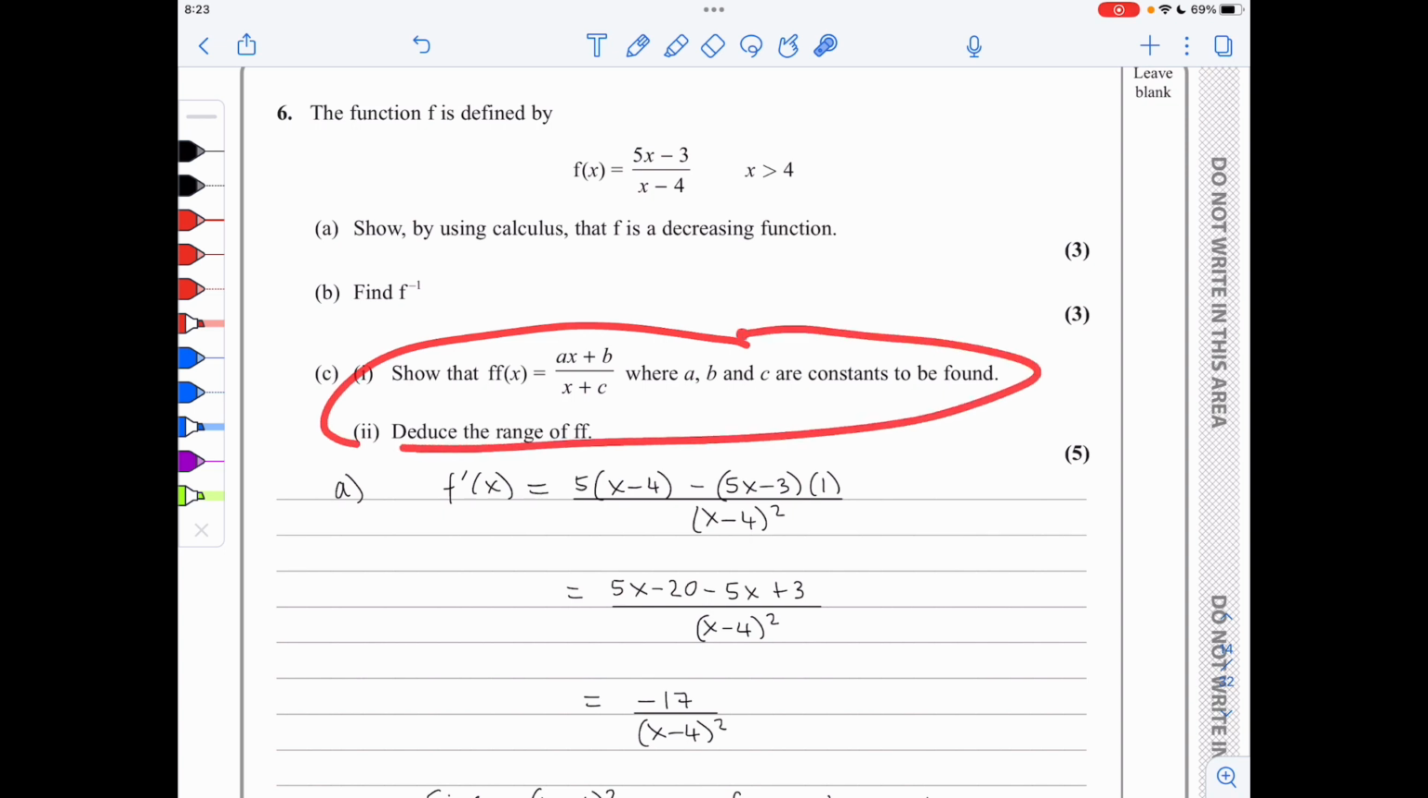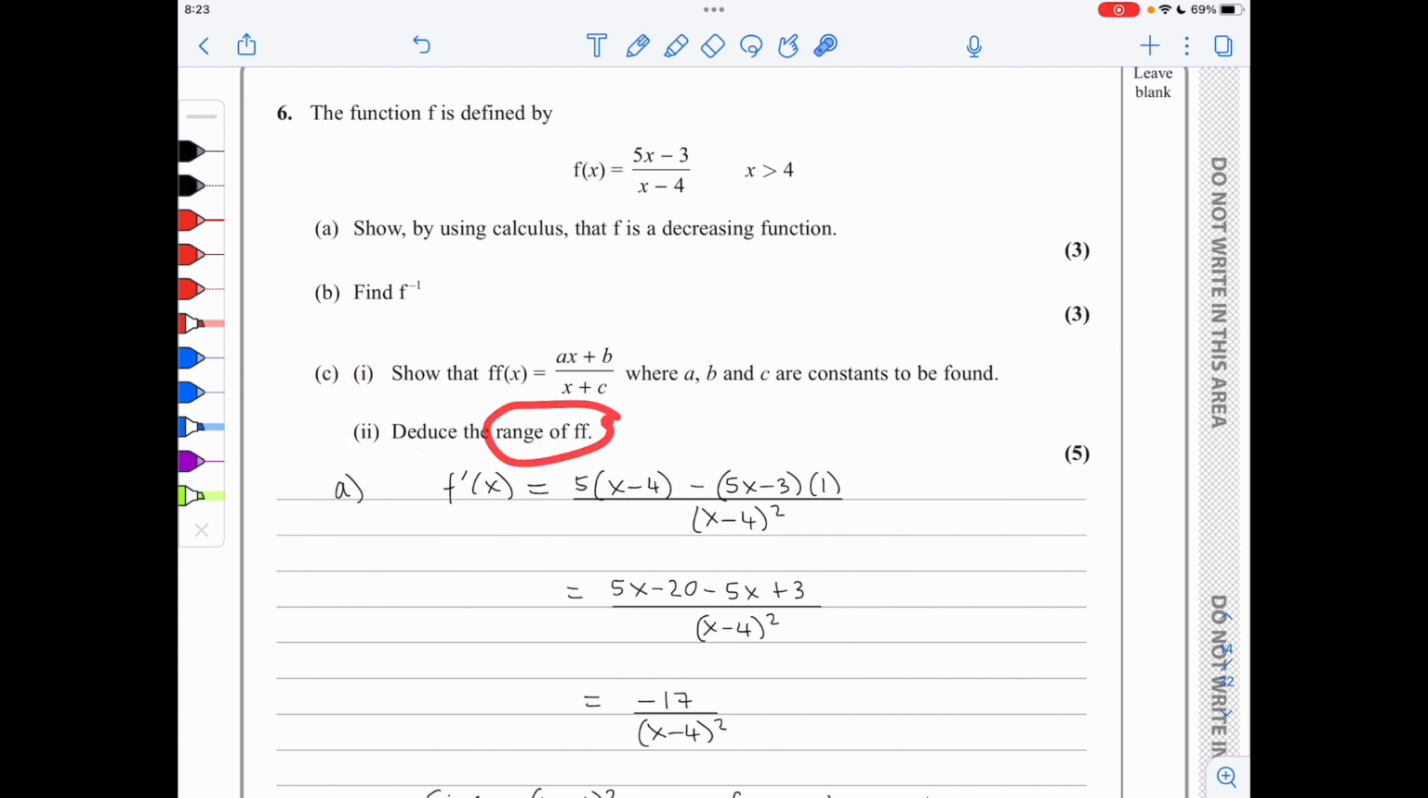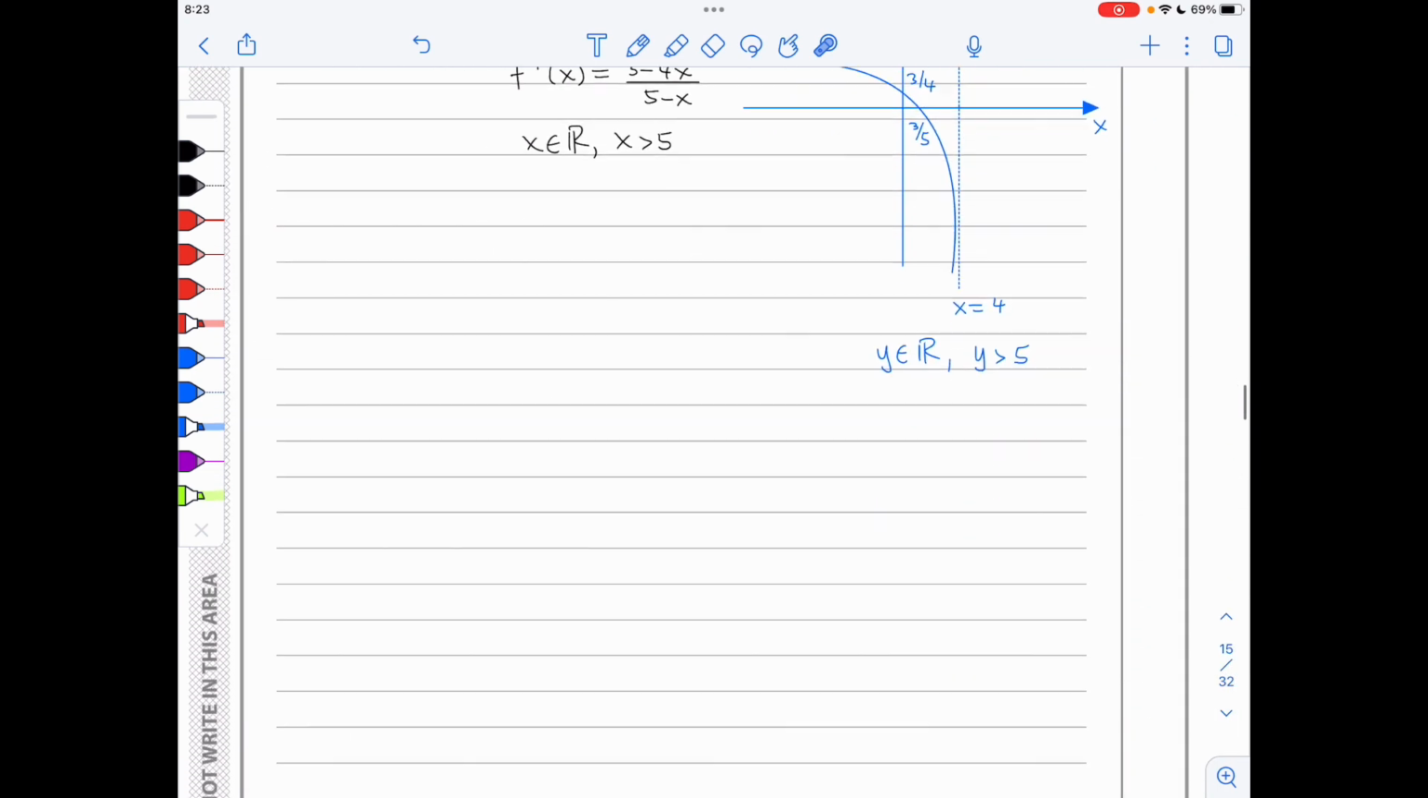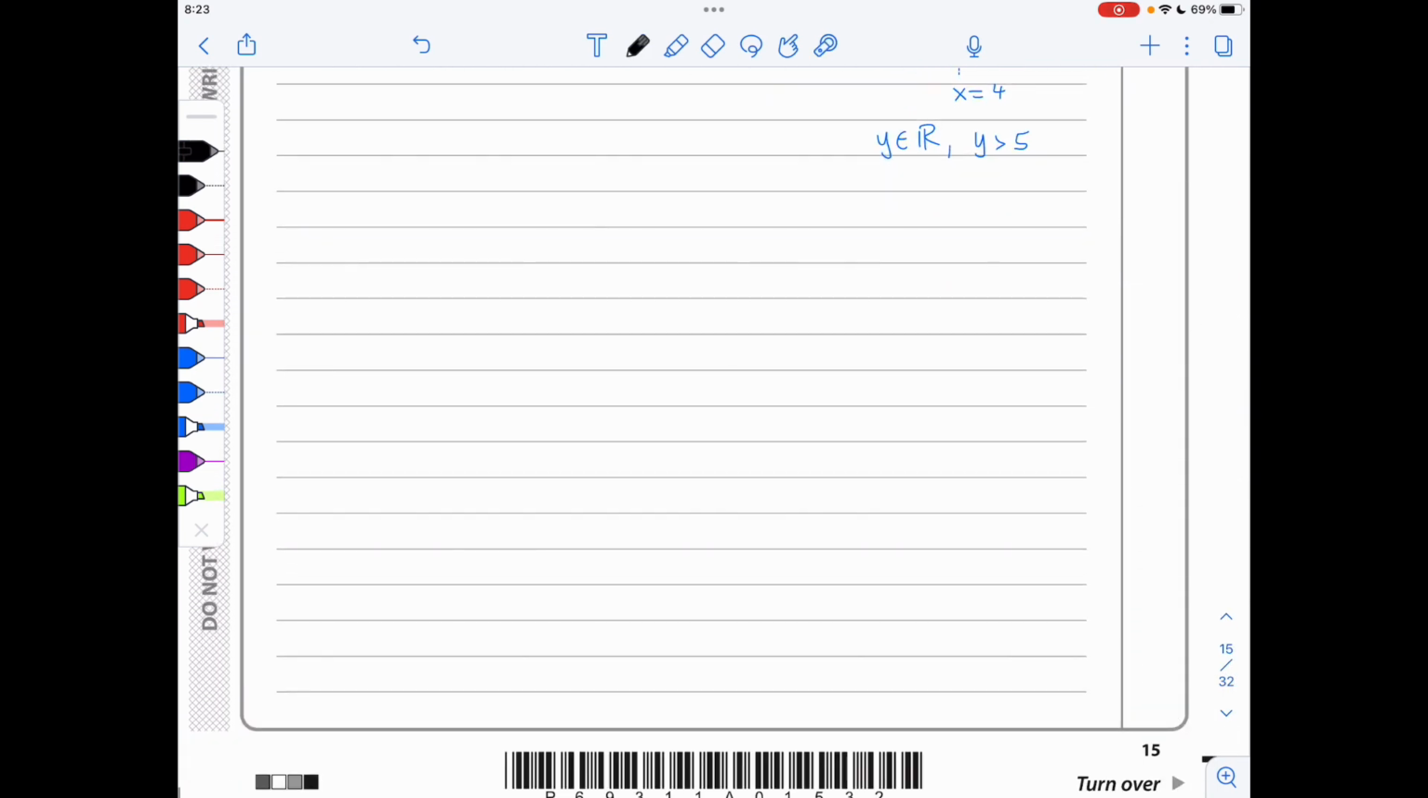In part C, we need to show that ff(x) is given here, and we need to deduce the range of ff. So I will start by finding an expression for the composite function ff(x). So I start by applying f(x) once. So it's f of (5x - 3)/(x - 4). And I apply this into f. So it's 5 times (5x - 3)/(x - 4) minus 3, and all of it over (5x - 3)/(x - 4) minus 4.